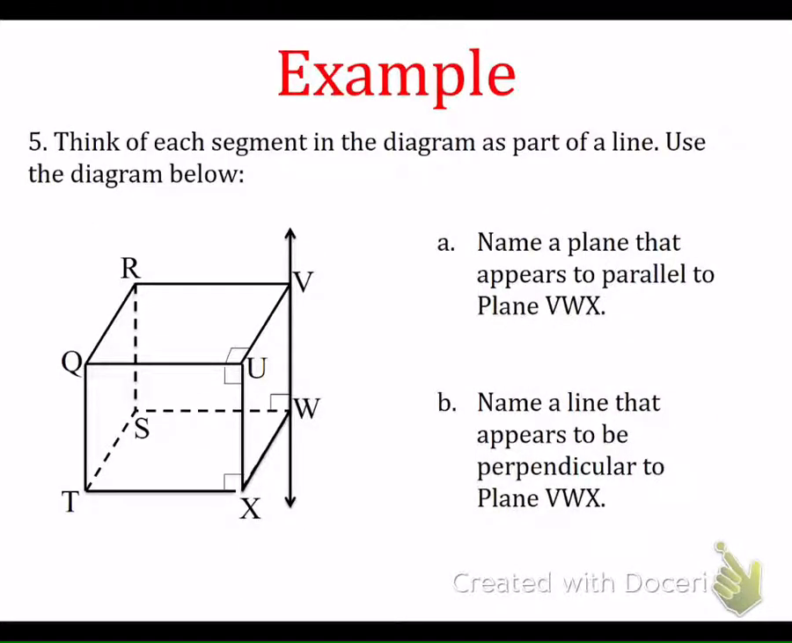All right, here is number 5. Think of each segment in the diagram as part of a line. Use the diagram below. So imagine like this is actually a line and not a line segment. It's going on and on. This one's going on and on and on. Okay, that's what the directions tell us to do. Name a plane that appears to be parallel to plane VWX.